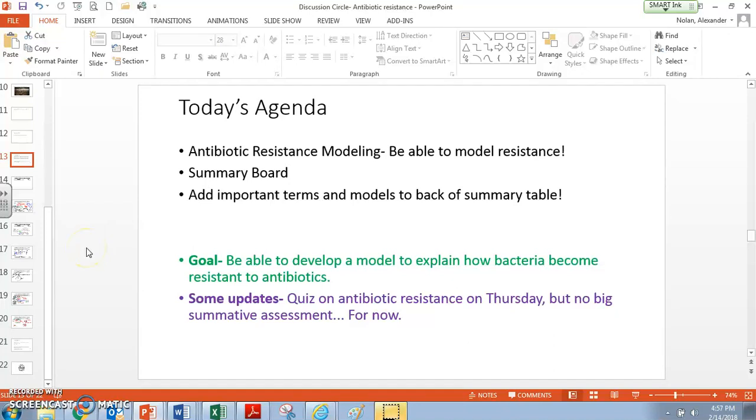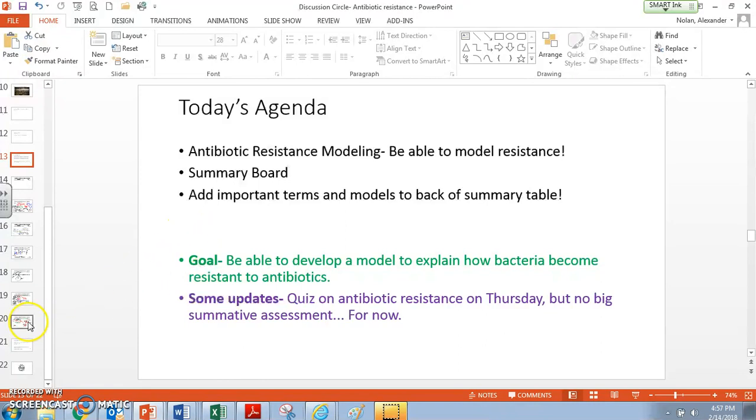Nolan, and what I would like to do with you right now is walk through our antibiotic resistance model just to make sure that we're on the same page as far as how bacteria become resistant. That's our goal, to be able to develop a model to explain how bacteria become resistant to antibiotics, and we're going to be assessed on this, so we want to make sure that you are able to develop this model correctly.